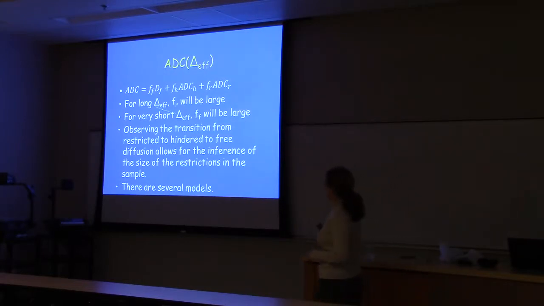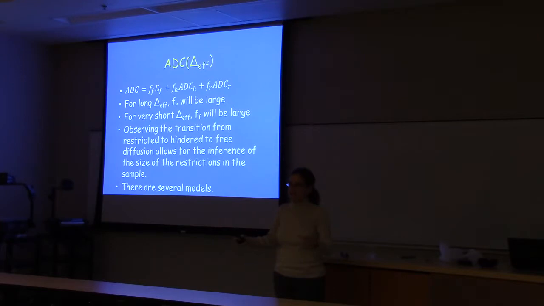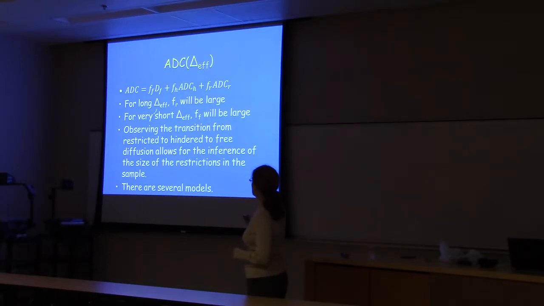So we can actually make a model that looks like this, and the fractions and the diffusion coefficients will depend on the size of the things in the sample. There are some really complicated models that go through this, and you can actually get the distribution of sizes in the sample as long as you step through enough diffusion times. Basically, if you have enough measurements over time, you have enough parameters to fit everything in the model.